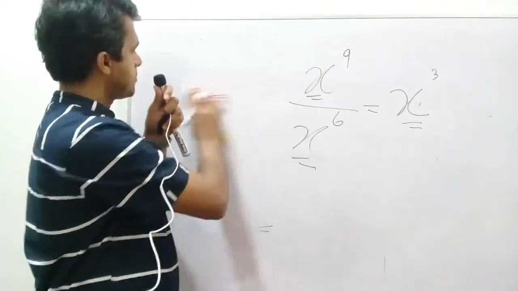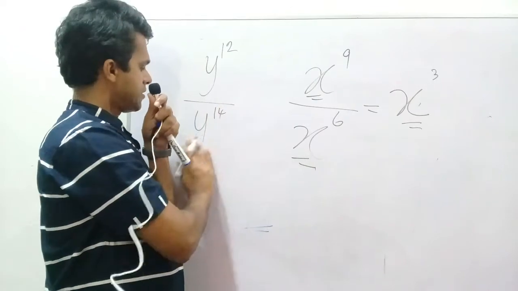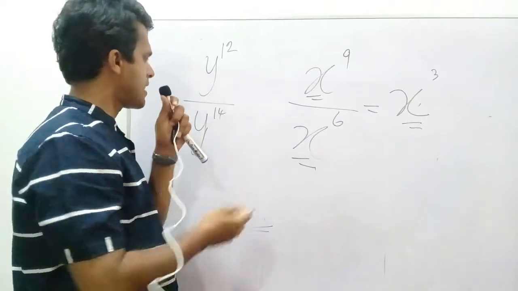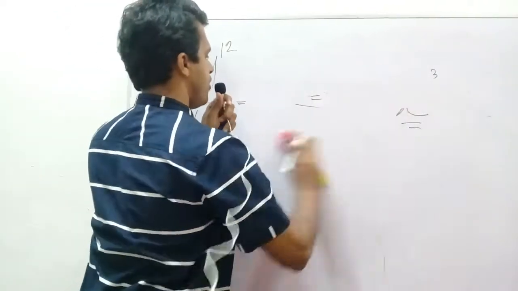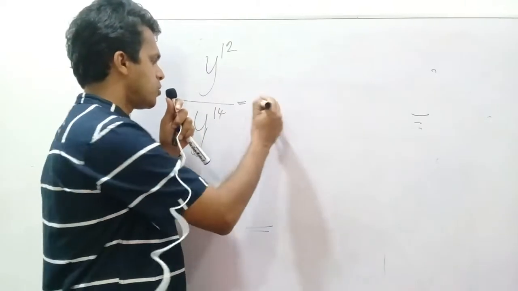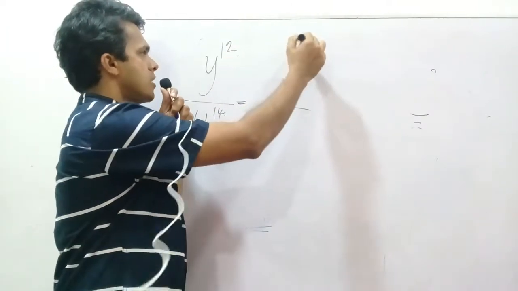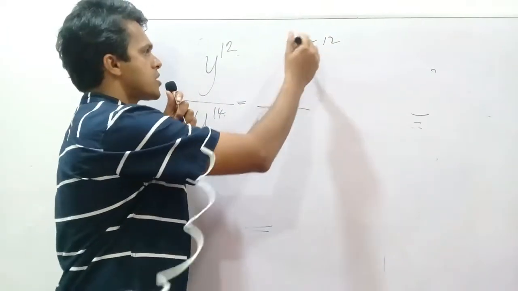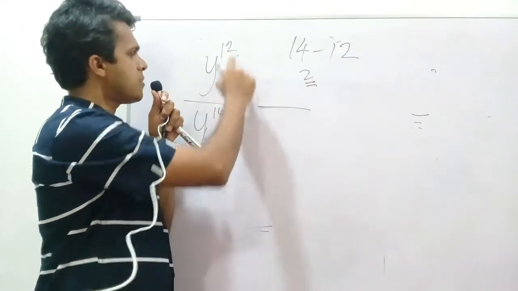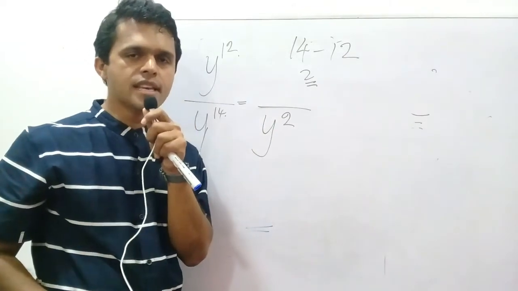How do you do this one? Y to the power 12 over y to the power 14. How do you do this one? The answer can be written that here you could see y to the power 4. 14 is the greater value of index. So the answer is written in the denominator. Therefore, 14 minus 12. What is 14 minus 12? 2. That one should be written in the denominator.